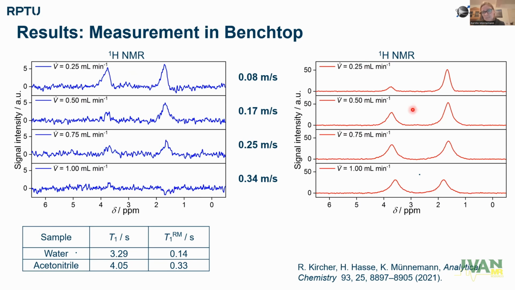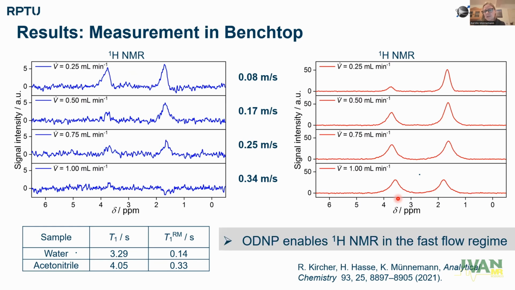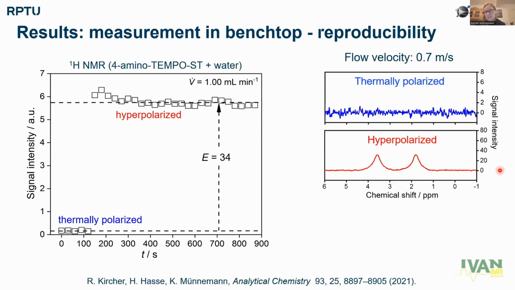For the hyperpolarized spectra, you see that at each flow velocity you have almost the same intensity. Of course, the signal to noise is much better because you have enhanced your signal. So I think we can say that ODNP enables 1H NMR in the fast flow regime. We can go even faster, up to a flow velocity of nearly a meter per second, so that's really fast. So in thermally polarized NMR, you don't have any signal there anymore.